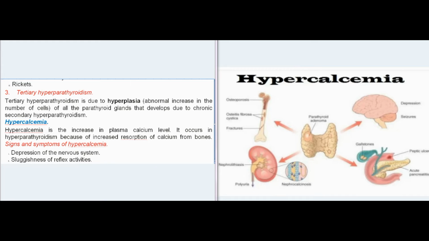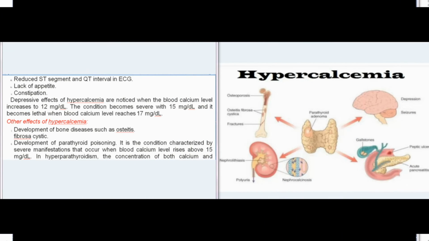It occurs in hyperparathyroidism because of increased resorption of calcium from bones. Signs and symptoms of hypercalcemia: depression of the nervous system, sluggishness of reflex activities, reduced ST segment and QT interval in ECG, lack of appetite, constipation. Depressive effects of hypercalcemia are noticed when the blood calcium level increases to 12 mg/dl. The condition becomes severe at 15 mg/dl, and it becomes lethal when blood calcium level reaches 17 mg/dl.